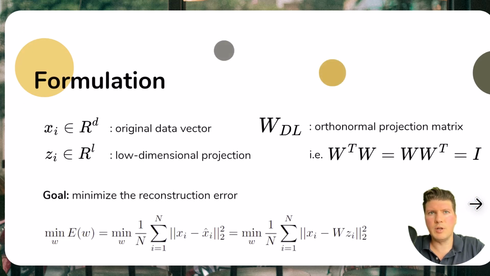Let's formulate the problem mathematically. Let xi be a d-dimensional data vector and let zi be our l-dimensional projection with l less than d. Our goal is to minimize the reconstruction error. Here xi hat is the reconstructed vector equal to W zi, where zi is our low-dimensional projection. Thus multiplying W by zi lifts zi into the high-dimensional space. W has dimensions d by l and it's an orthonormal projection matrix, which means that the transpose of W is equal to its inverse.